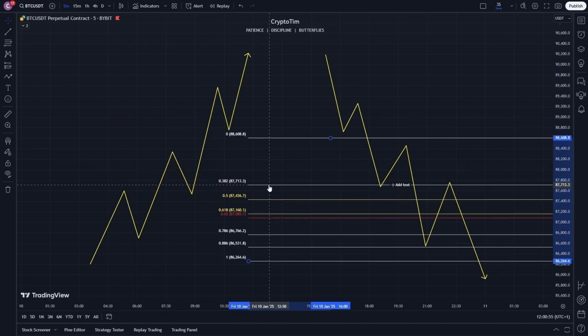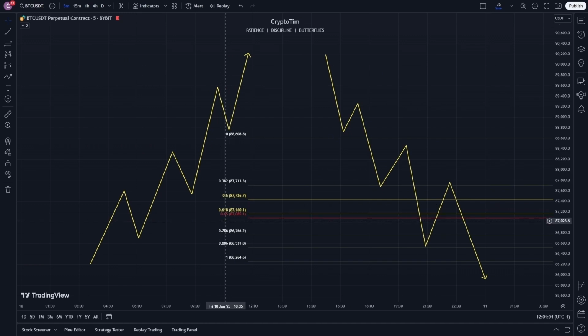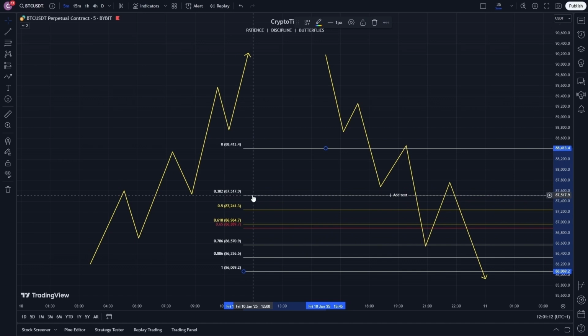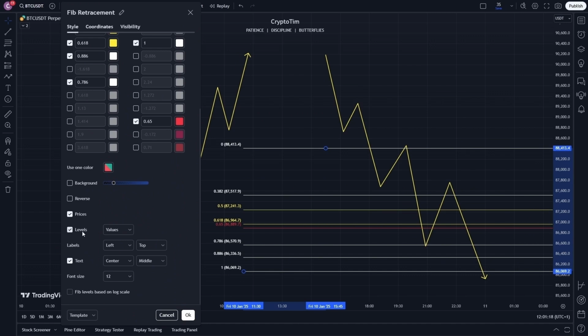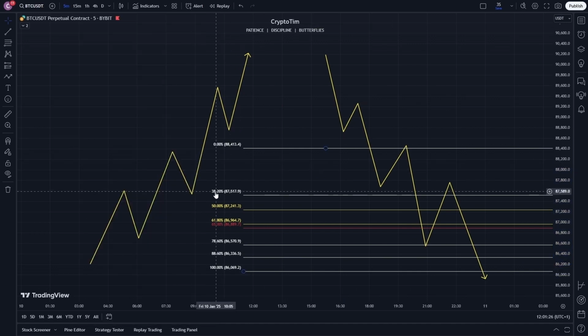So now, how do we use this, or what does this mean? Because I can imagine the 0.382, the 0.5, the 0.618, 0.65, 0.786, what are these levels? They might be a bit intimidating. A cool thing you can do with your Fibonacci is, if you double click it again or go to your settings, you can go down here and on the levels tab you can change it to percentage. So now these values are a certain percentage, which makes it a lot easier to understand in my opinion.